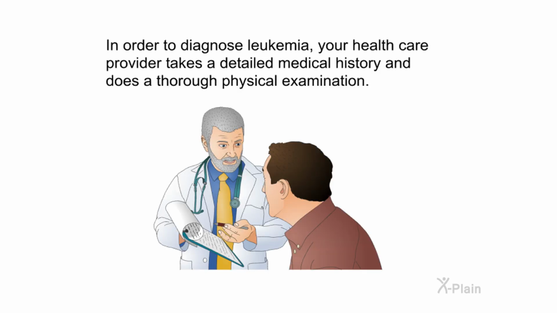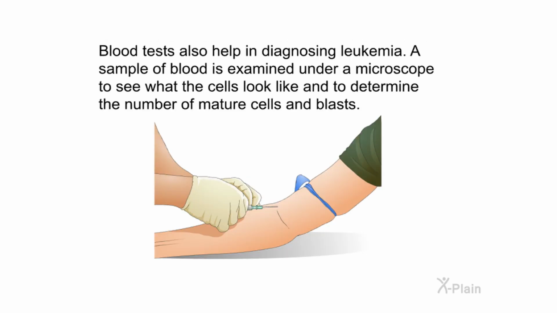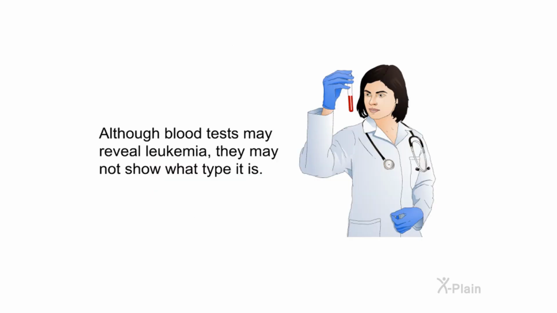Diagnosis. In order to diagnose leukemia, your healthcare provider takes a detailed medical history and does a thorough physical examination. Blood tests also help in diagnosing leukemia. A sample of blood is examined under a microscope to see what the cells look like and to determine the number of mature cells and blasts. Although blood tests may reveal leukemia, they may not show what type it is.